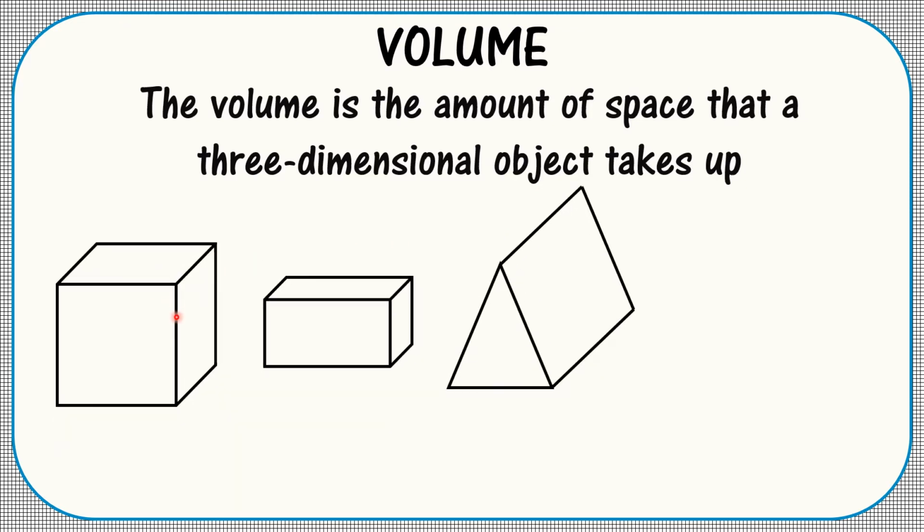Here we have some examples of three-dimensional objects. The first one is a cube, the second one is a cuboid, and the final one is a triangular prism. So it's always good to know the names of these objects.